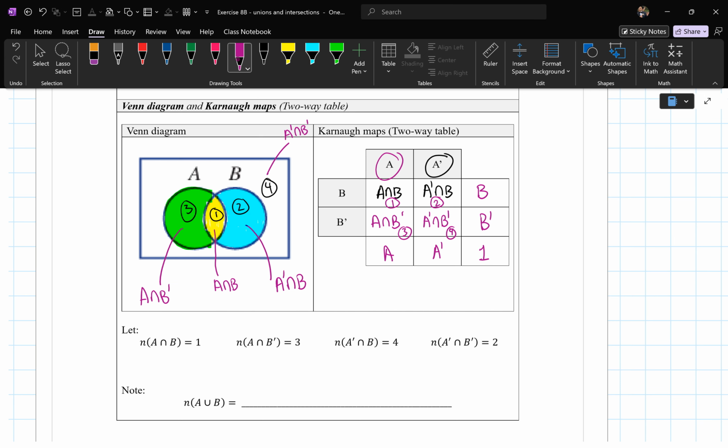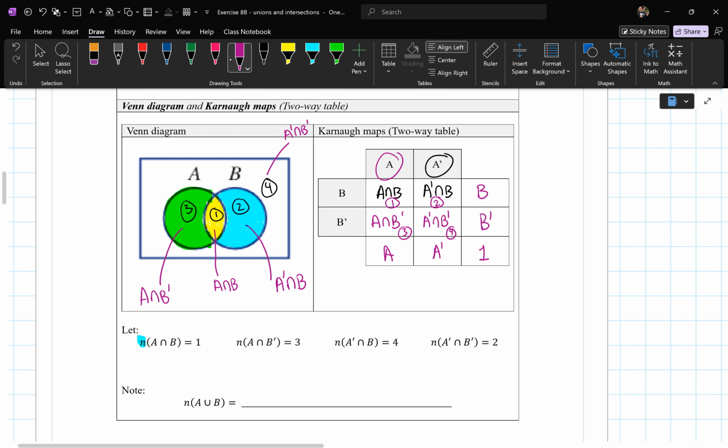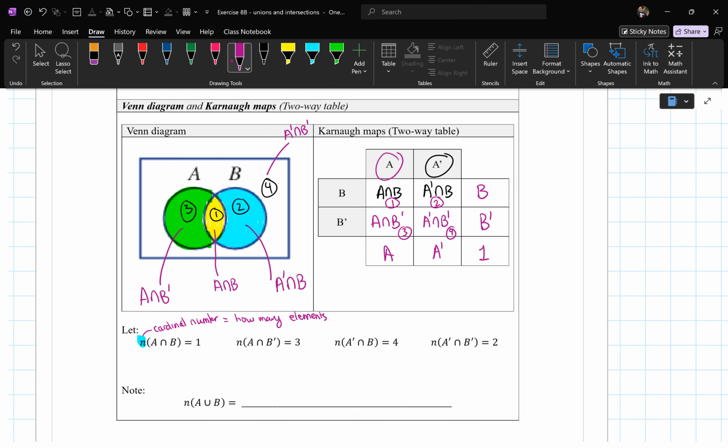Now, last symbol for today, in terms of your notes, you've got this little n. What does that n mean? That means number. They call it cardinal number. But it just means how many elements are there? How many elements in the set? Okay, so in A intersection B, so they say, what if A intersection B is 1?